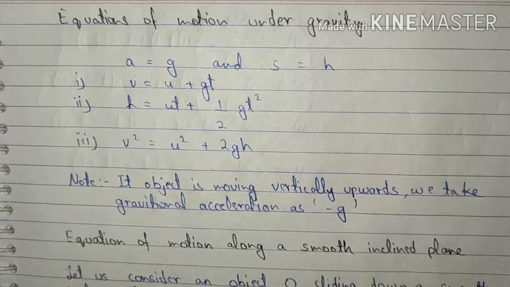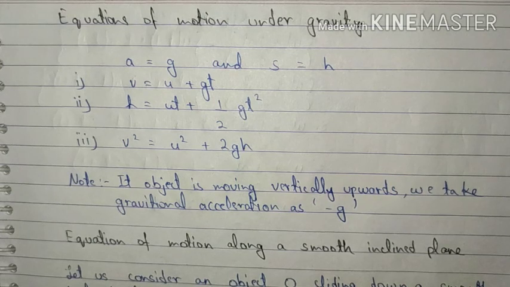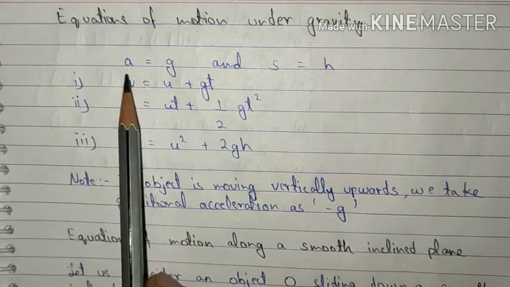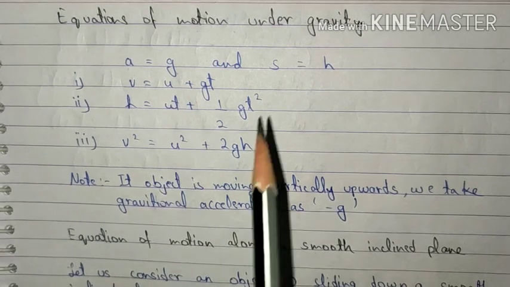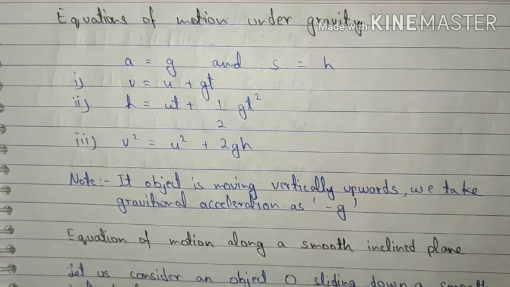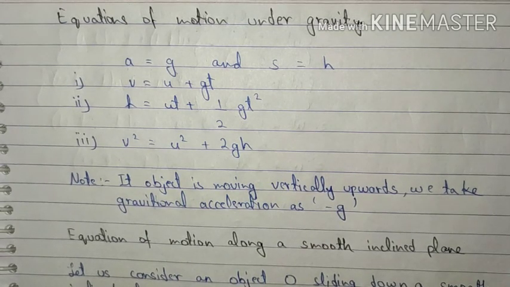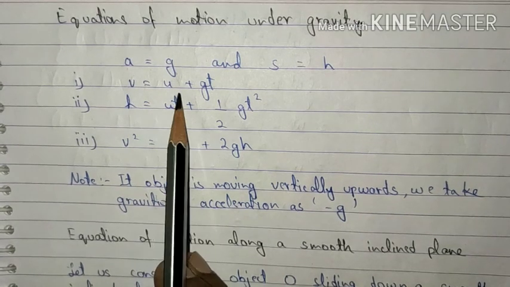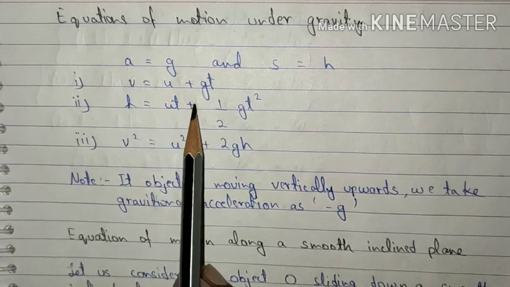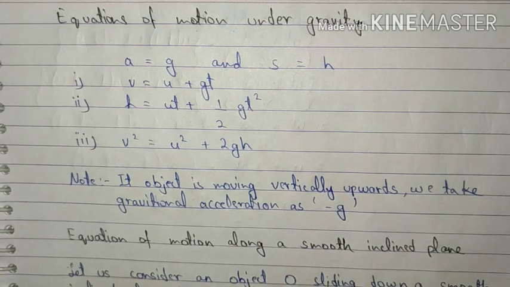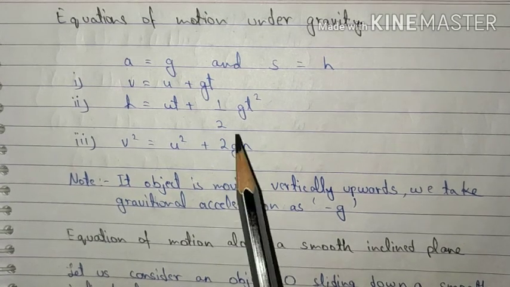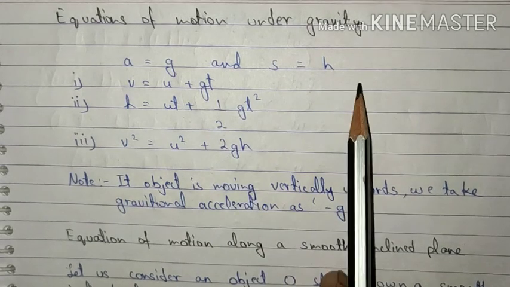Now, how do these equations of motion work under gravity? Please note one thing. Under gravity, the acceleration becomes equal to gravitational acceleration, which is small g, whereas the distance covered becomes equal to the height of the object. So, the three equations of motion can be stated as v is equal to u plus gt, h is equal to ut plus half gt square, and v square is equal to u square plus 2gh. That is, in all the places we have replaced a with g and s with h.